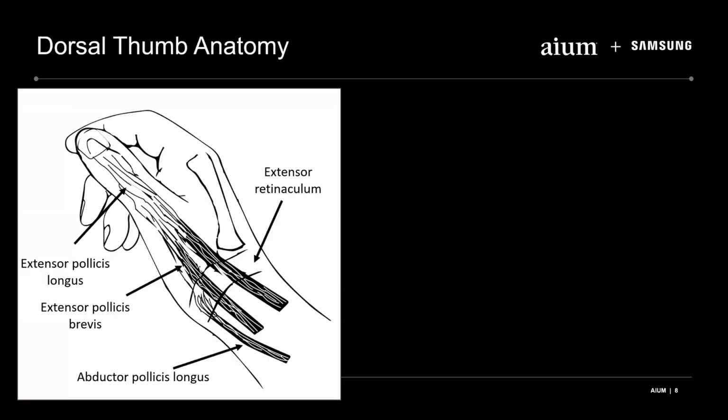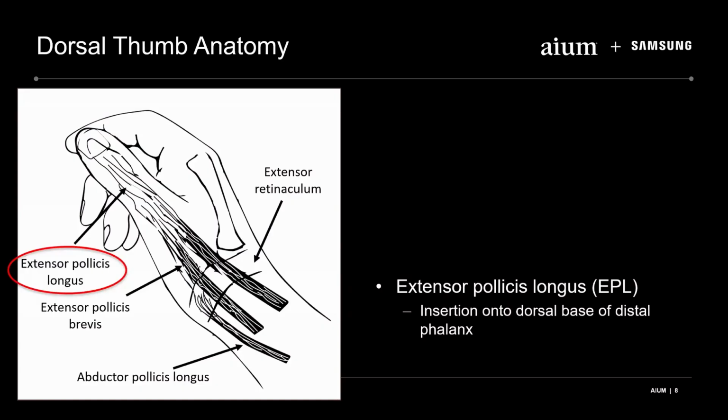So let's look at a diagram of that. And we'll start with the extensor pollicis longus. So that's the most distal insertion of these tendons. It will insert on the base of the distal phalanx.